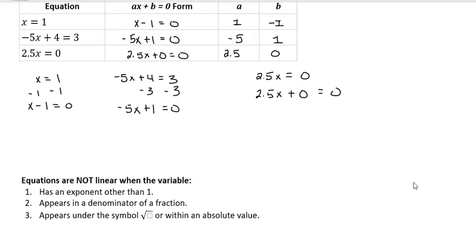So all of these equations are linear equations, even though some of them have things missing, or they're in a strange form. Once you've written them in the form, you can see what a and b are, and so you can see that they are all going to be linear equations.